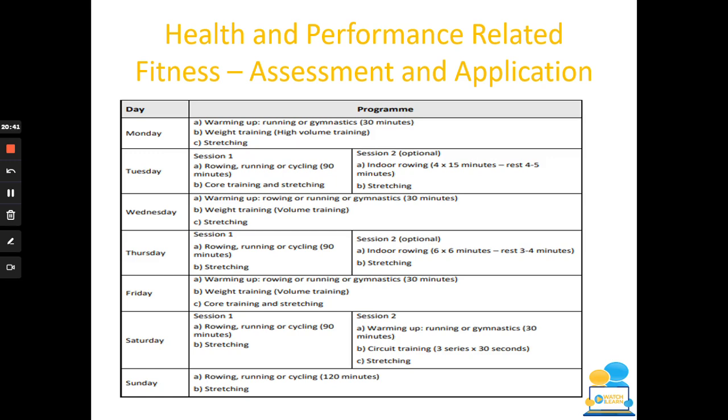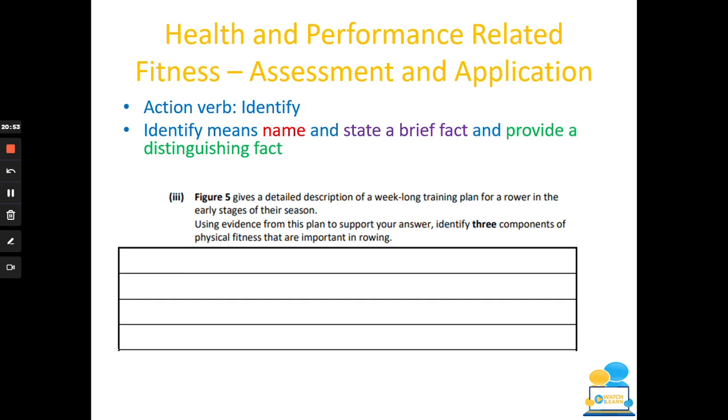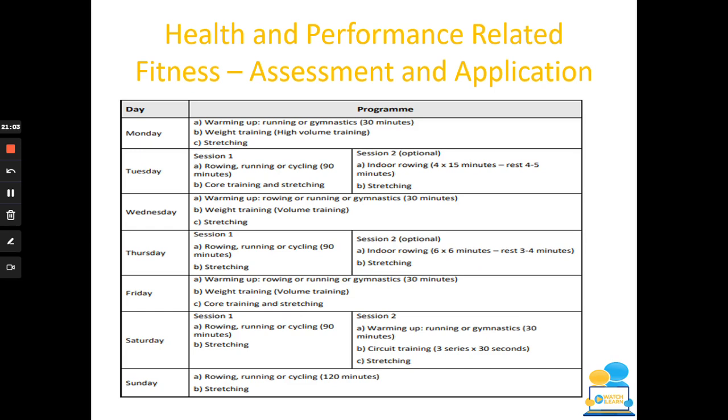So in this next case study question, we're given a sample training program for a rower. So as we can see, a lot of training in there, a lot of volume, a lot of different things going on. And we are asked to use evidence from this plan and identify 3 components of physical fitness that are important in rowing. So we need to look at this plan.